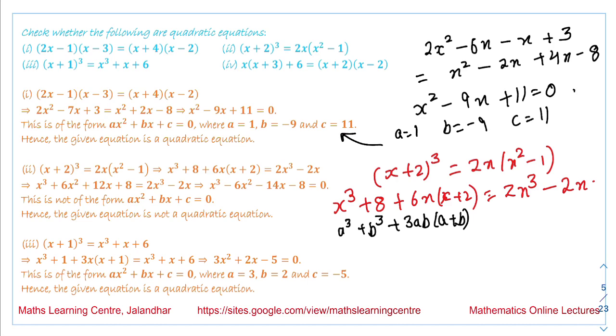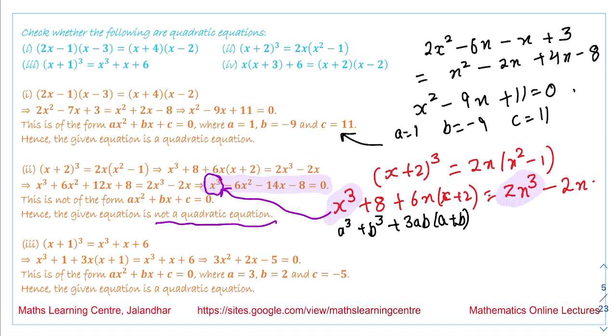When we adjust the terms, we get the answer in the form of x^3. This is x^3 over here, this is 2x^3 over here. So on adjusting these terms, we will get x^3. So we are having the highest power of this equation, the highest degree, or the degree of this equation, it is 3. So it means it is not a quadratic equation.